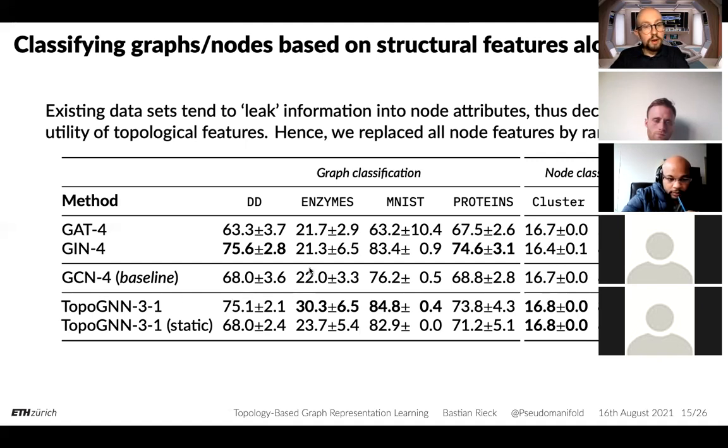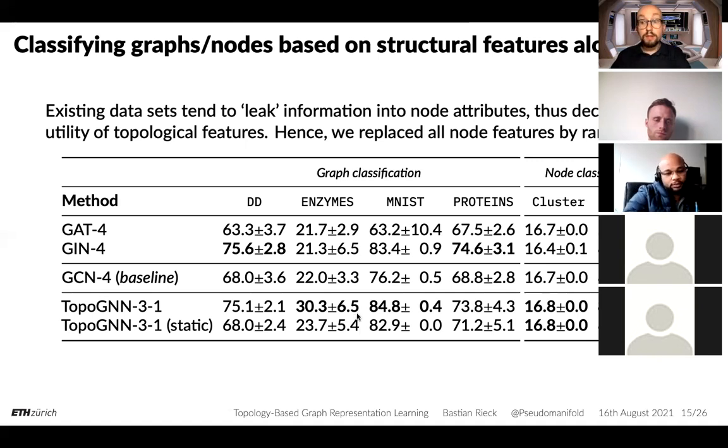And we can see that in contrast to this baseline, we are always outperforming it. So we always considerably improve over the baseline by making the network topology aware. We're not always the best performing method on these data sets, even if other networks are not that well tuned towards topological features, but we're doing our best here.